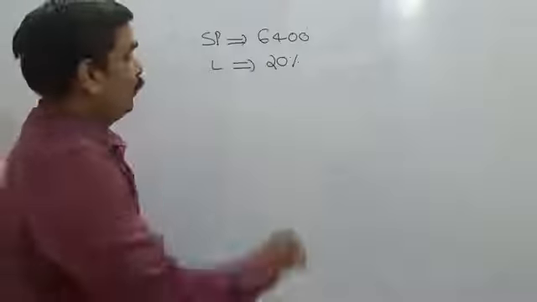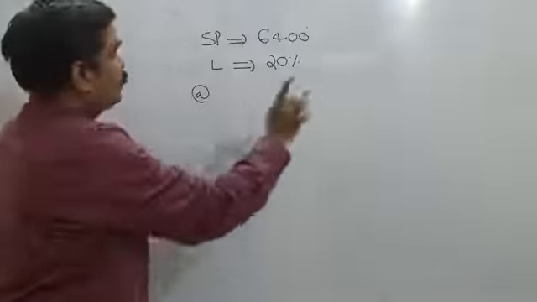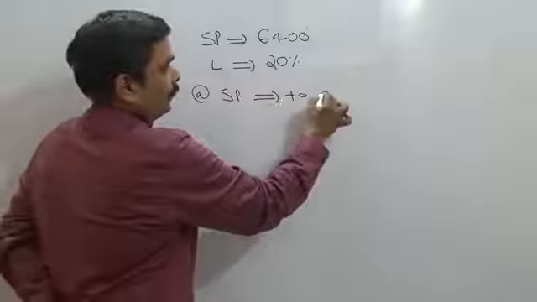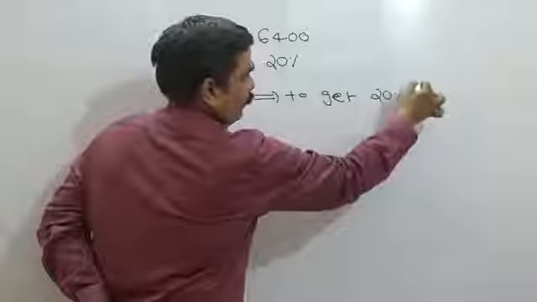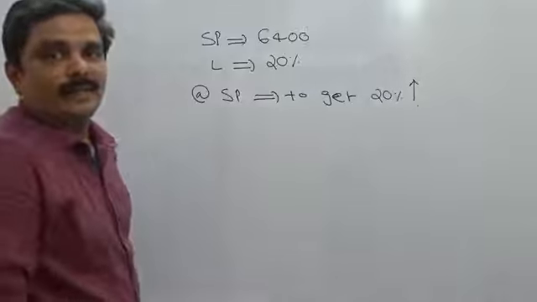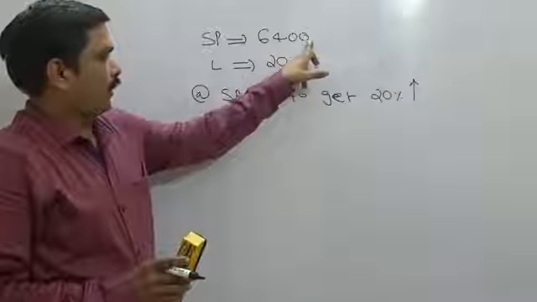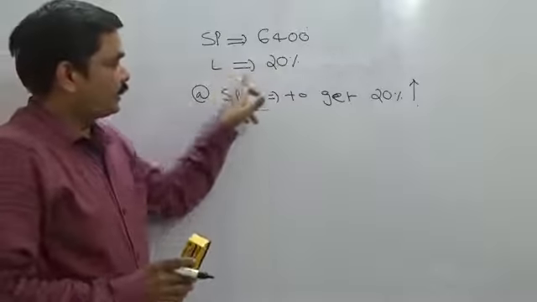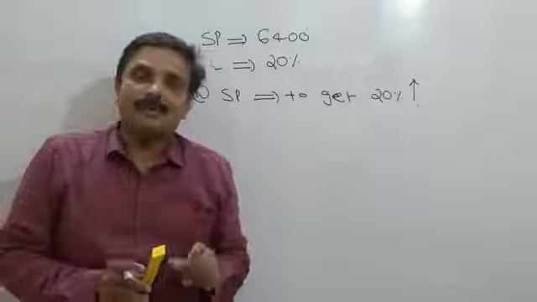Now, at what price should he sell the product to get 20% profit is the question. Alright, the question is very simple. By selling a product for 6,400, a person lost 20%. At what price he has to sell the same product to get 20% profit is the question.